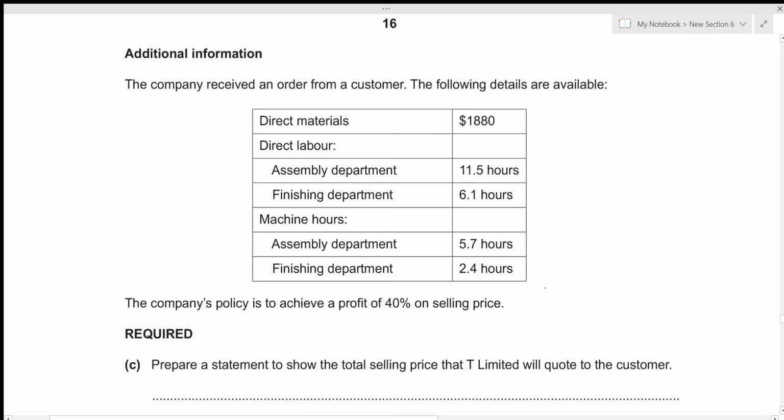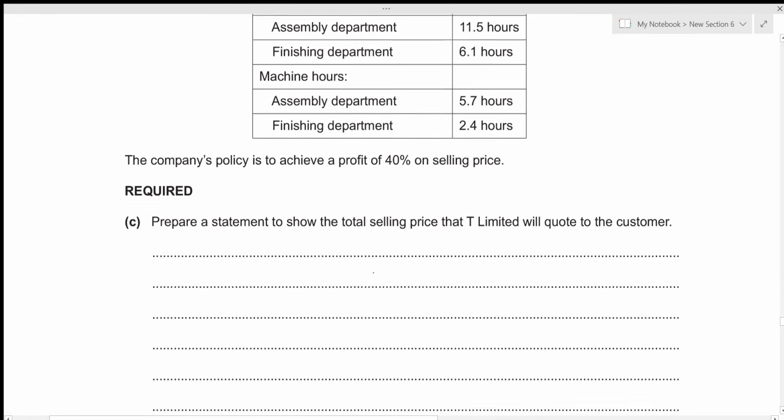We're given additional information relating to an order received from a customer, and we're given the following details relating to direct material, direct labor, and machine hours. And the company's policy is to achieve a profit of 40% on selling price. All right, we need to prepare a statement to show the total selling price that T Limited will quote to the customer. Now, in order to figure out the total selling price, we first need to figure out the total cost, right? So we will be working towards calculating the total cost first.